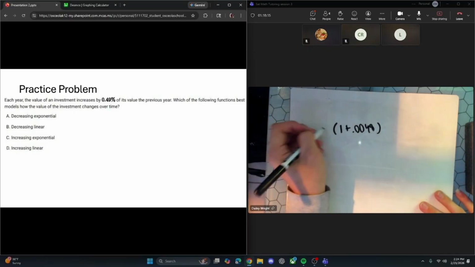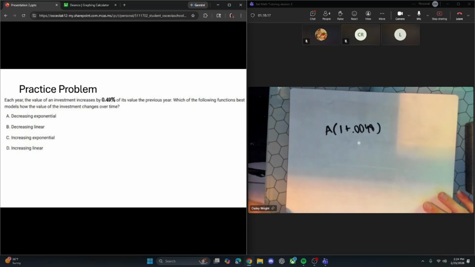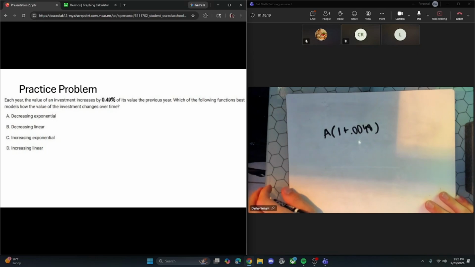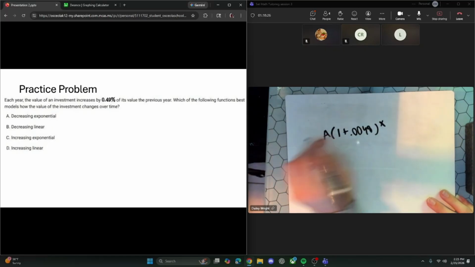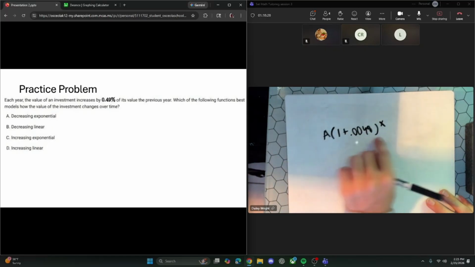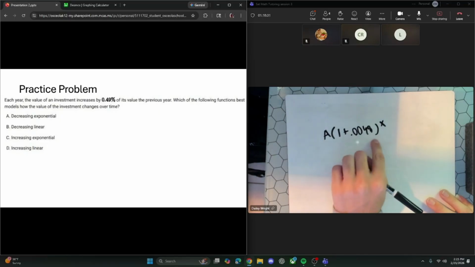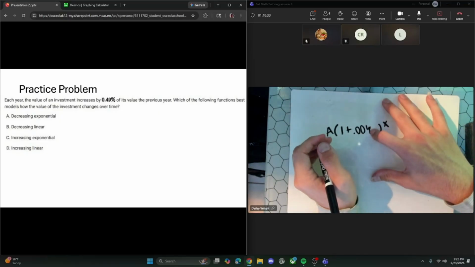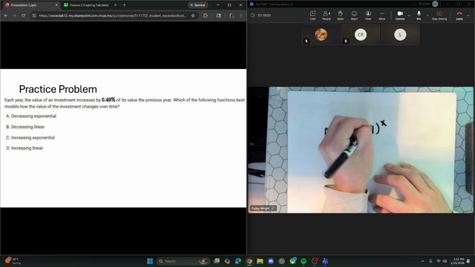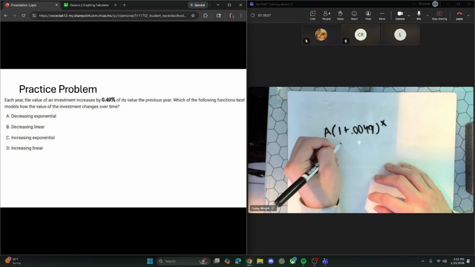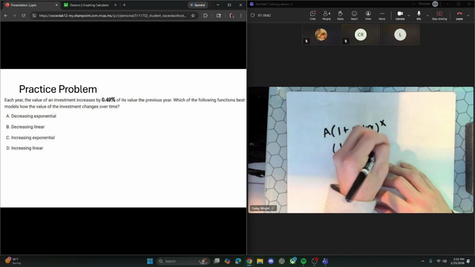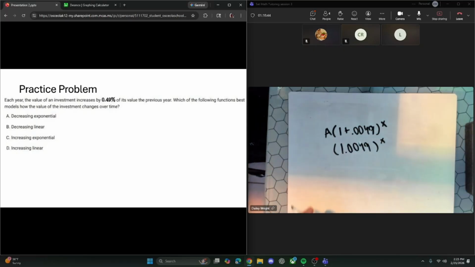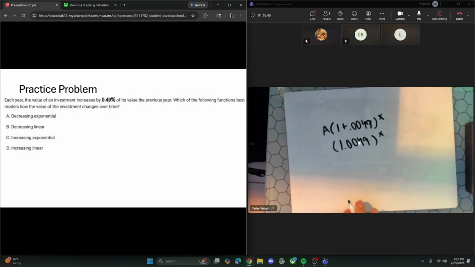We don't really need to know what a is here. And then if it's of the previous year, the way you would get that is you would put it to the x. So every year it would grow by 0.49% of whatever the number here is. So it's 1.0049 to the x. We don't need to know what a is for this question.